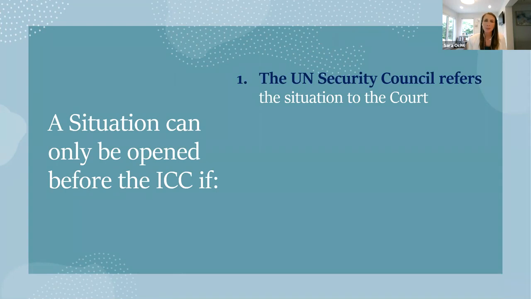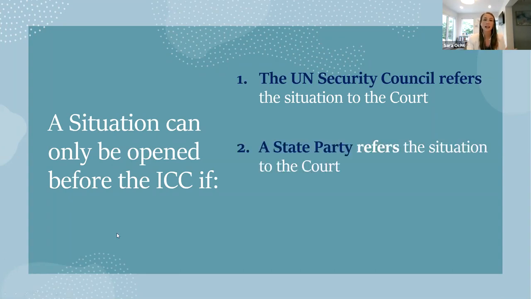I believe it's only happened two times, one with a situation in Libya and one with a situation in Darfur. And this is largely because of that veto power that I talked about before. So China, Russia, and the United States are all permanent members of the Security Council. They're not on the best of terms with the ICC. They're not going to either refer cases to a court they're not comfortable with or refer cases involving one of their allies. So this really limits the type of case that they'll refer.